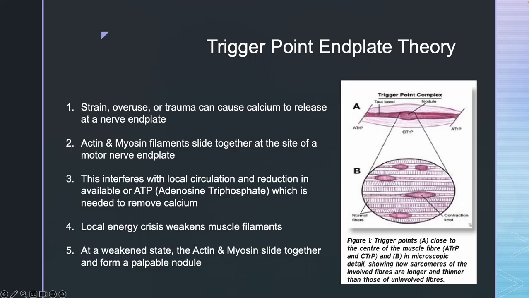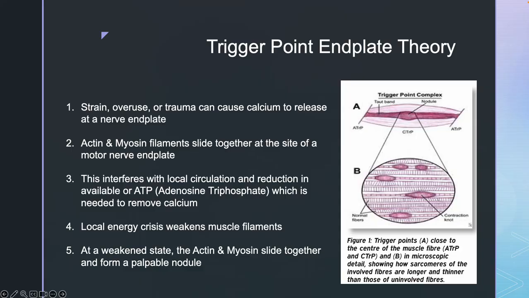All right, there's a fun little thing called the trigger point end plate theory. This is how trigger points start. Usually there's strain or overuse or trauma. It causes calcium to release at a nerve end plate. So calcium is released. Got it? Then you have these two little filaments called actin and myosin. Those guys are supposed to slide together nice and smoothly.